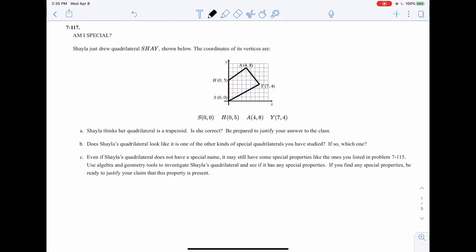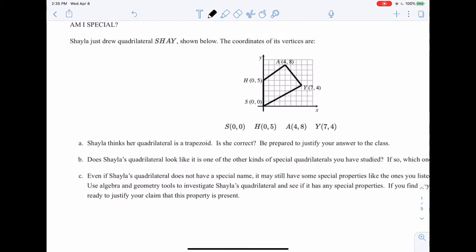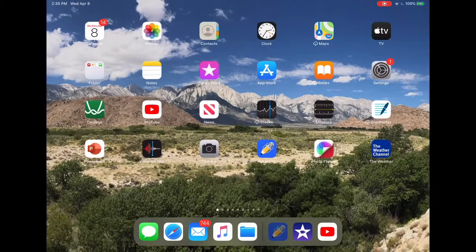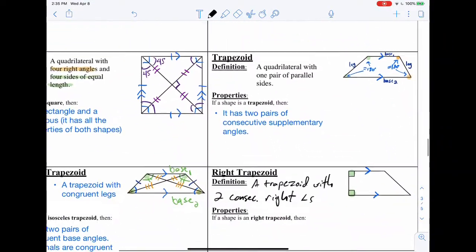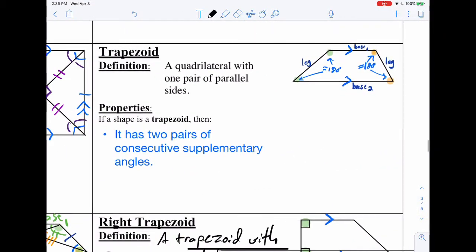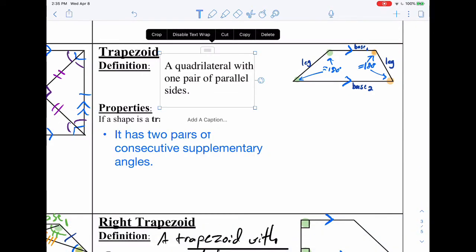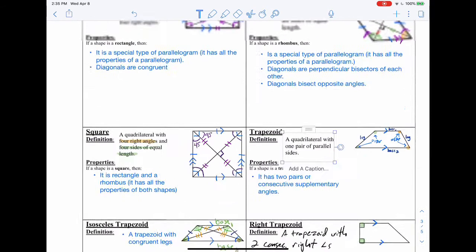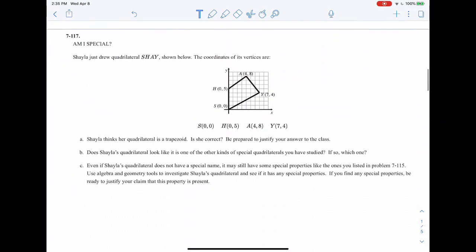In order to prove whether or not this shape is a trapezoid, which it looks like it may be, we would simply have to prove the definition of a trapezoid, which, as we defined in a previous lesson, is a quadrilateral with one pair of parallel sides. So going back to that problem, we would just need to prove that these opposite sides here, HA and SY, are parallel. Take a moment and try and prove that those two lines are parallel.